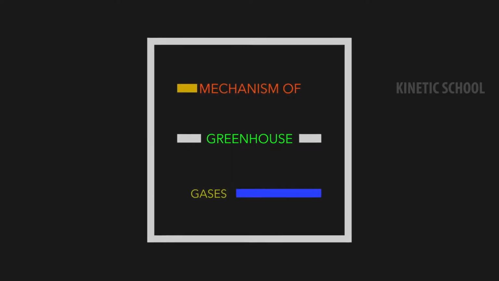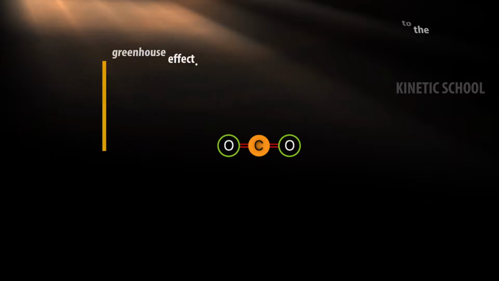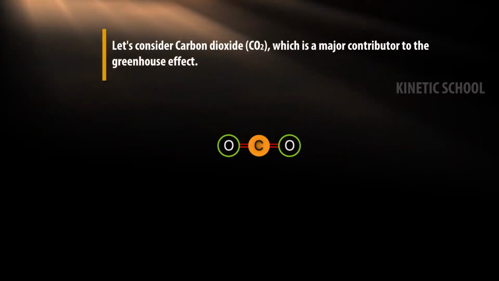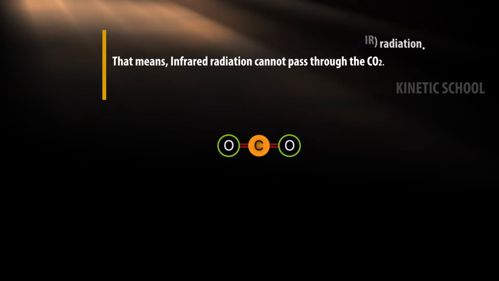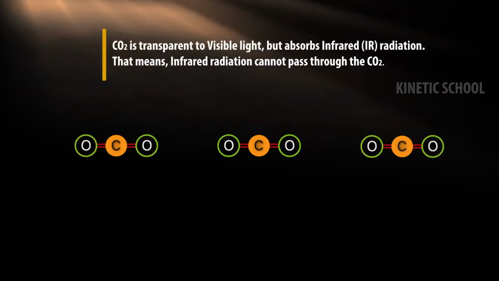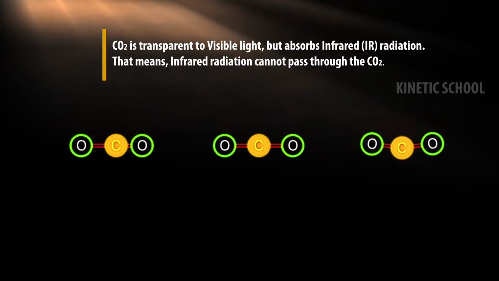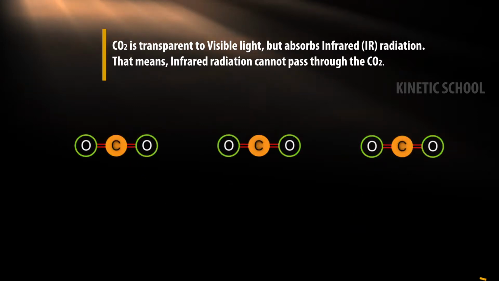Mechanism of greenhouse gases. Let's consider carbon dioxide, which is a major contributor to the greenhouse effect. Carbon dioxide is transparent to visible light, but absorbs infrared radiation. That means infrared radiation cannot pass through the carbon dioxide.